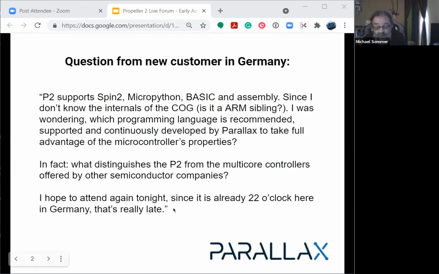I mean, what I learned from you with Basic Stamp, it's a bomb. I mean, you are good. And now you are starting with a P2, which I like very much.